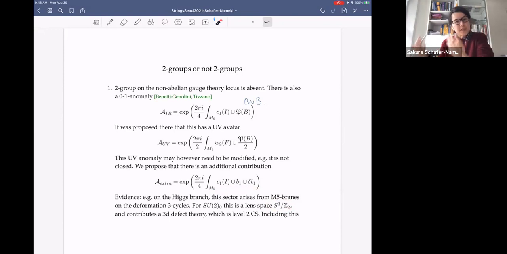In the gauge theory you wouldn't see that, because you only see the degrees of freedom from the gauge theory description. But in the full string theory background, you will see these additional sectors.